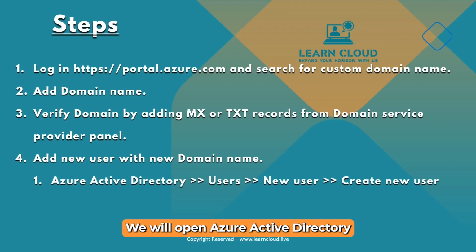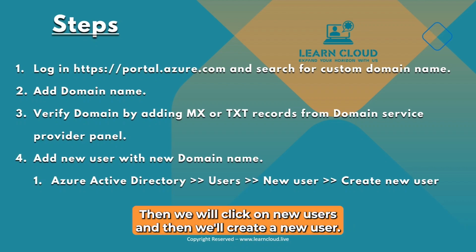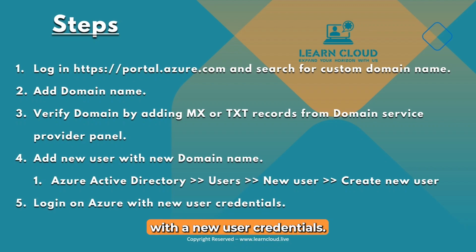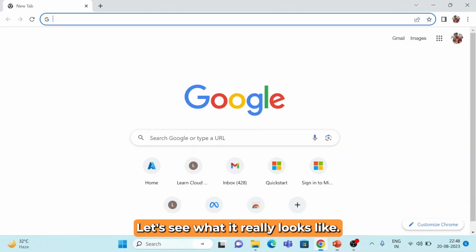We'll follow this way. We'll open Azure Active Directory, click on users, then click on new user, and then create a new user. Finally, we will log into the Azure portal with the new user credentials. Let's see what it really looks like.